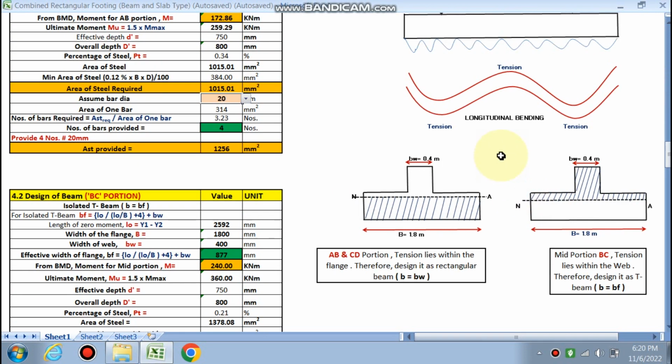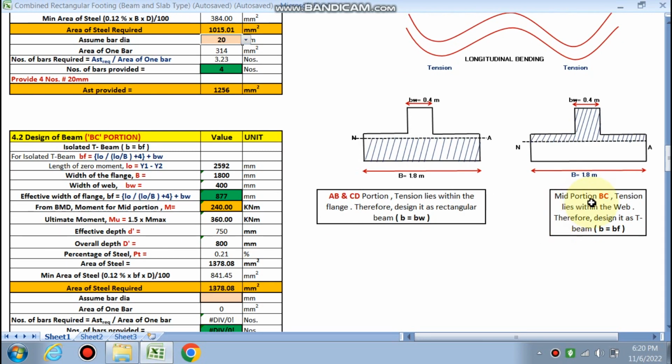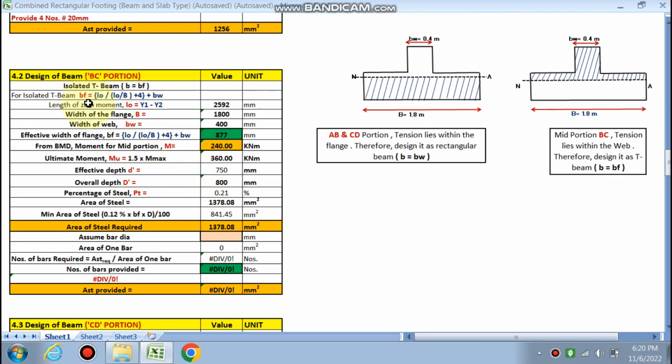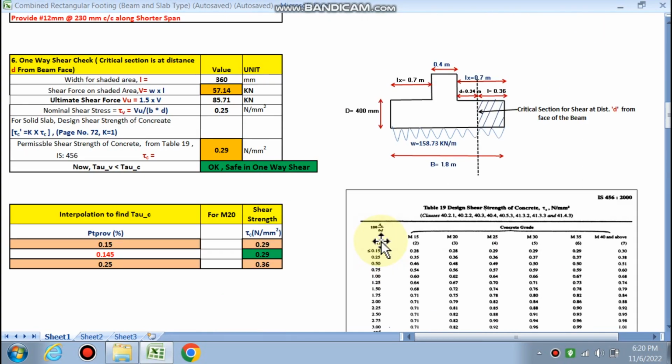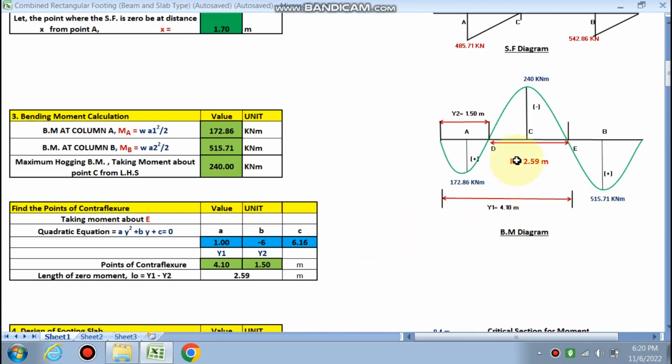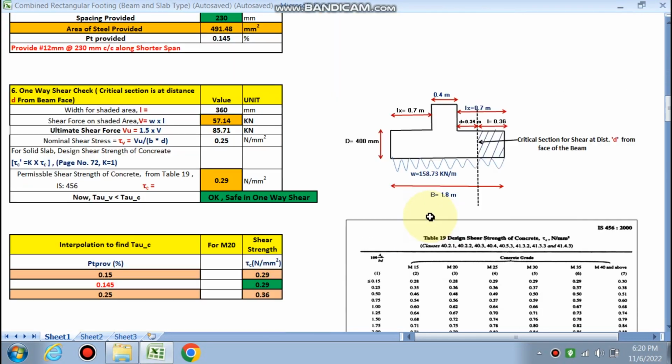For the BC portion, we have already explained that tension lies in the upward portion in the web area, so it is designed as an isolated T-beam. For an isolated T-beam, the IS code gives the formula L0 upon L0 by B plus 4, plus BW. What is L0? I have already explained that it is the distance between the points of zero moment. This is L0. L0 is calculated as y1 minus y2, 2.59. 2.59 is the distance between the points of zero moment.